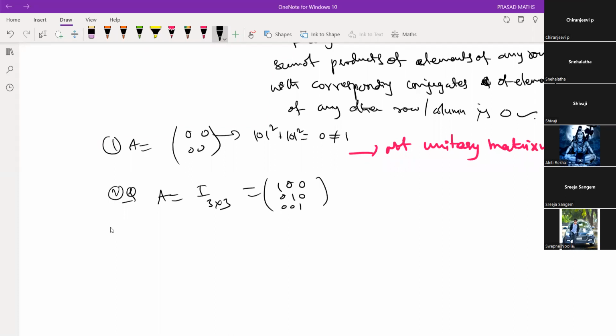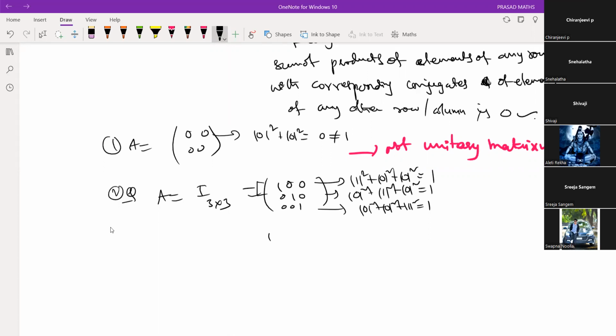Is it unitary? Yes, because look at the first row. The sum of the squares of the moduli of each row is actually 1. Look at the second row: the sum of the squares of the modulus of each element is 1. Look at the third row: the sum of the squares of the elements of the third row is equal to 1. And look, the sum of the products of these elements is 0.